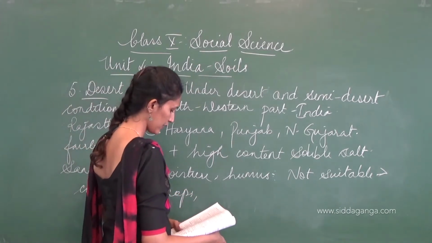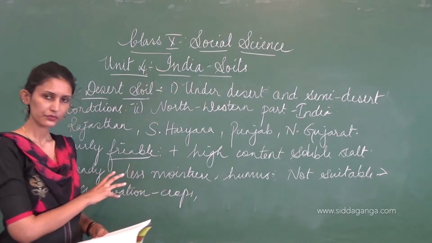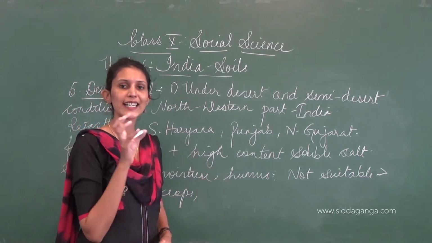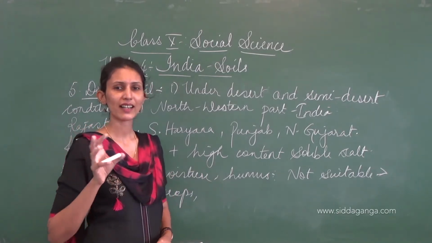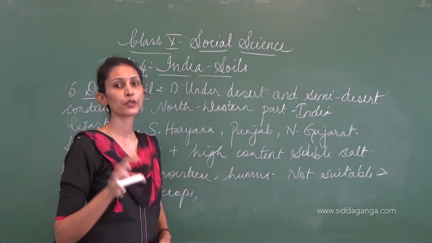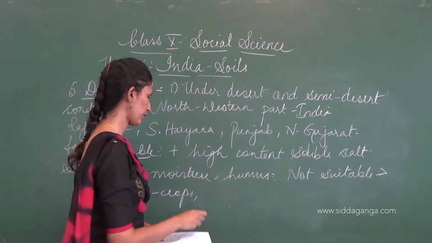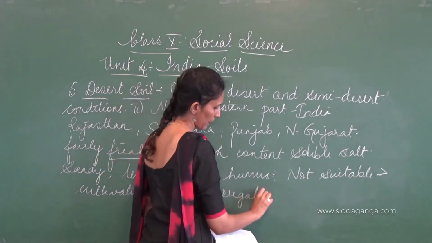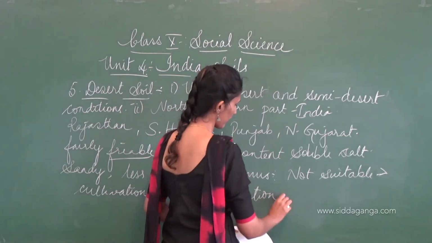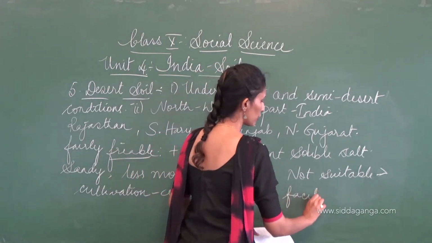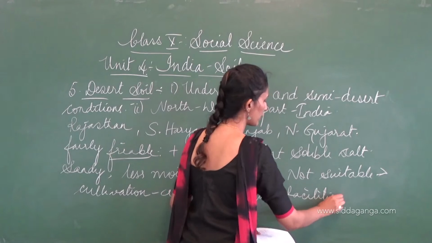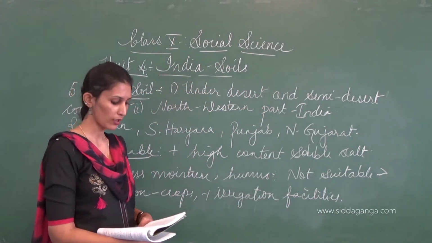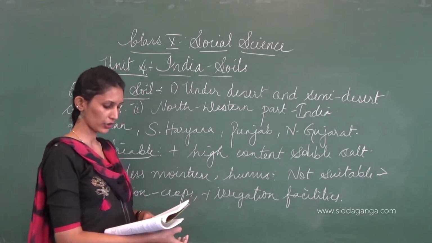After which, now though it is not suitable for the cultivation of crops, it can be grown. Okay, there is a possibility where you can grow where you have irrigation facilities. So if you have good irrigation facilities, then there is a possibility that you can grow your crops. But this soil on the whole is not suitable for agricultural produce.